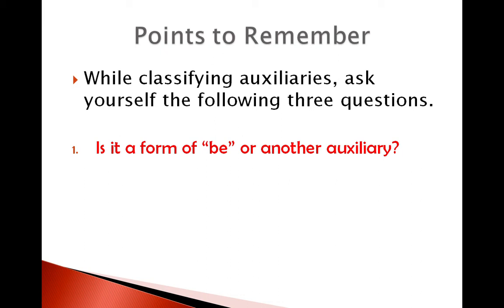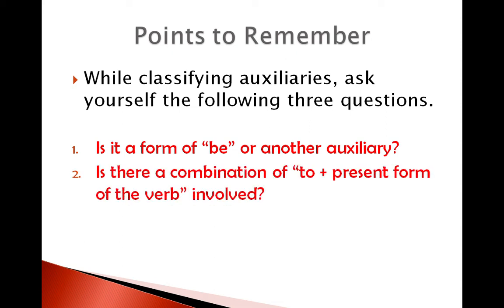But if the auxiliary that you're trying to classify is not a form of verb be, then again there are 2 possibilities. It's either a helping verb or the main verb itself. If it's followed by another verb, it's helping verb. And if it's not followed by another verb, it's the main verb itself.